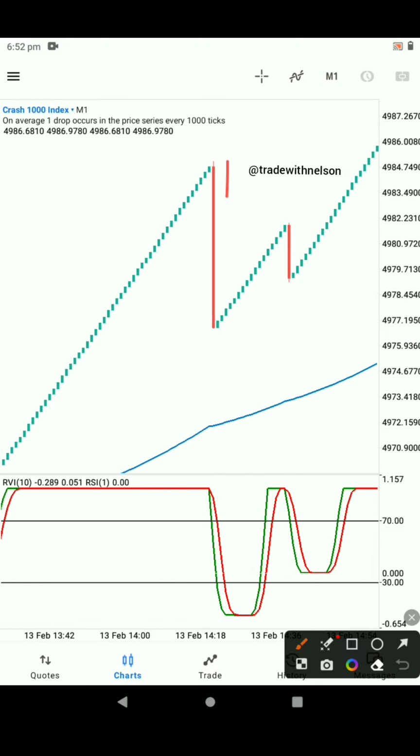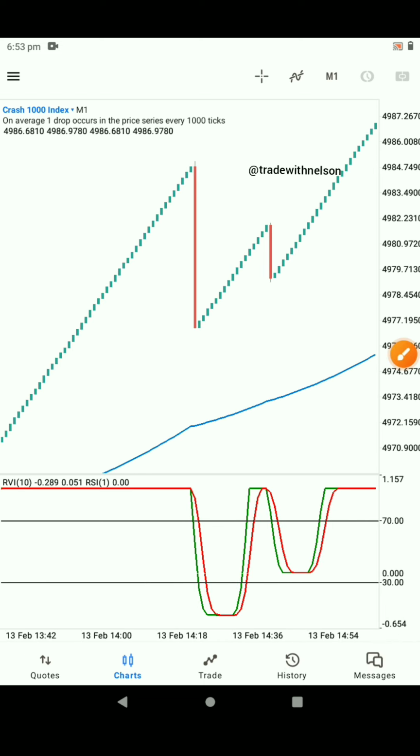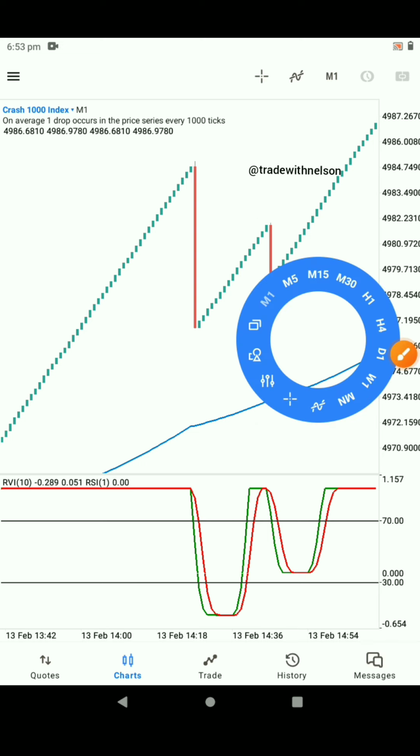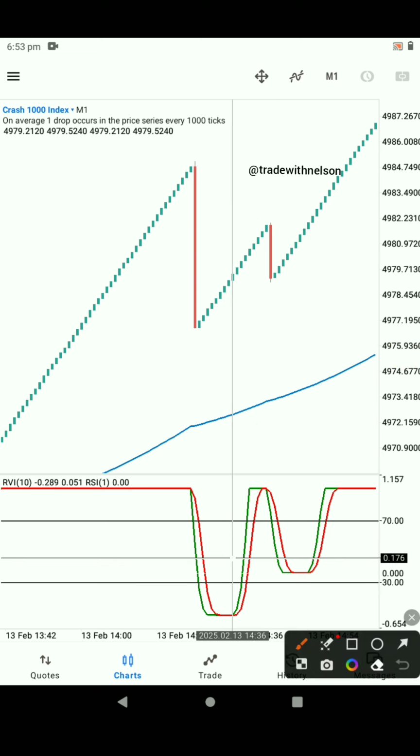So you want to see the market spike to the downside but not touch or break the moving average to the downside. That is what you should note. Then you want to see the RVI cross below the 30 level. So as you can see over here, there is a cross. Then you will enter your buy and count just 5 candles, the cross around here.